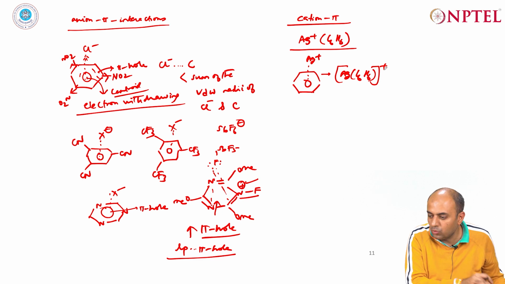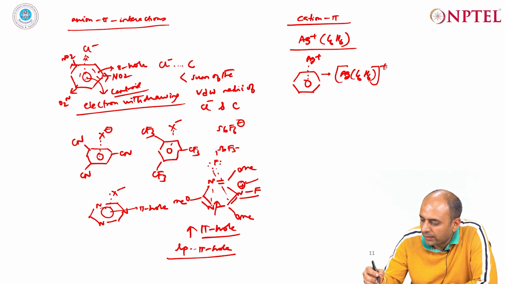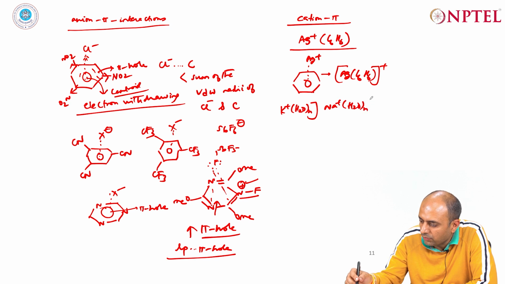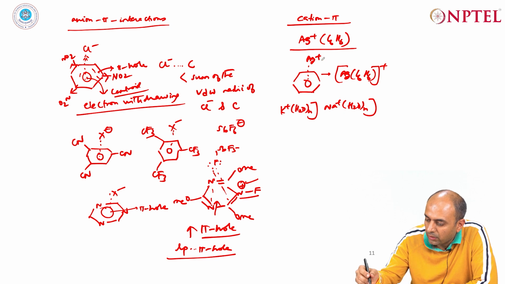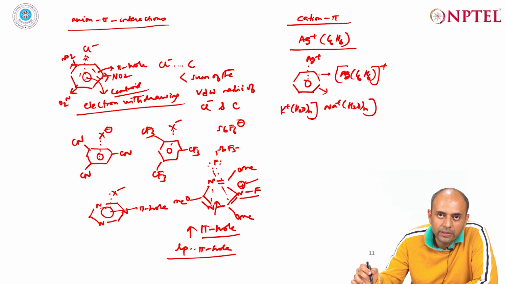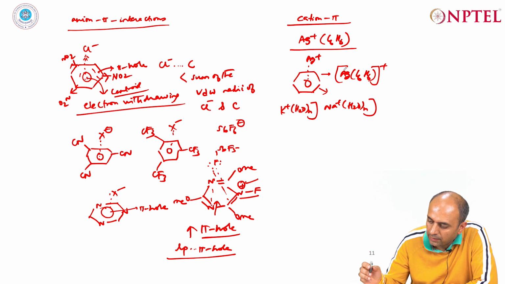Now, naturally people were also interested to look at interactions of potassium ion, sodium ion with water molecules, which we have studied as cation dipole interactions. Here it is an example of a cation quadrupole interaction, but that is purely from the electrostatic perspective, and we also now appreciate the role of polarization and the fact that there is an induced dipole moment in the benzene nucleus. Now, when the silver ion comes in its proximity, these very weak dispersive interactions because of the induced dipoles are responsible for this association.